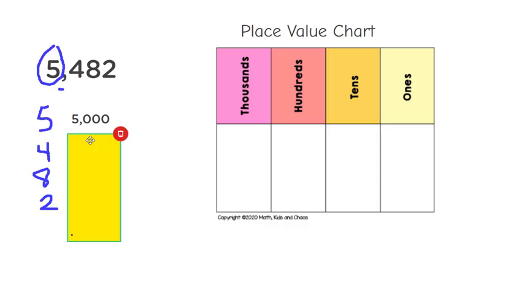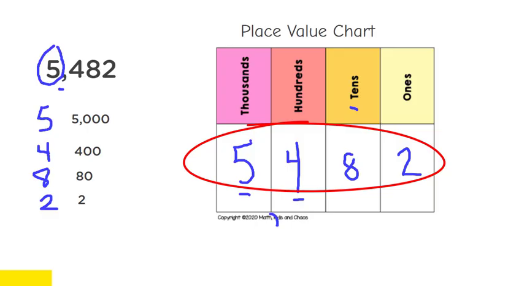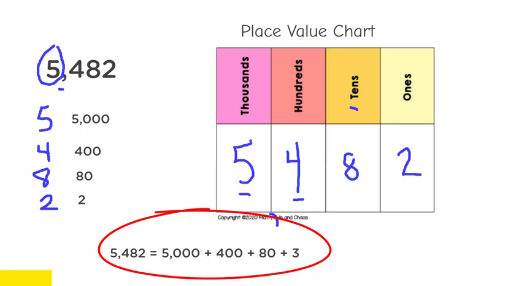Now let's look at the 4. The value of just the 4 is 400. The value of the 8 is 80. It's in the tens place. And the value of the 2 is 2. If this is hard for you to remember, just go ahead and place all the digits into your place value chart, and then you can see the value here. Make sure you put your comma after the thousands. Then to write that number into expanded form, we just stretch it out. 5,482 equals 5,000 plus 400 plus 80 plus 2.